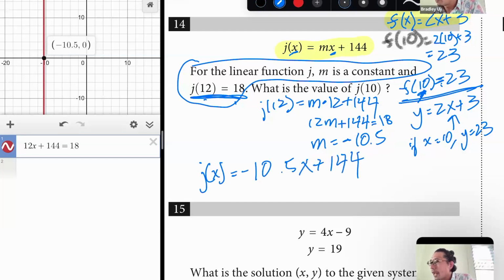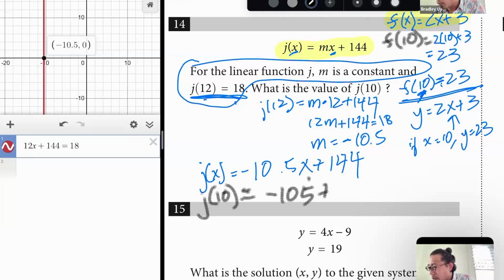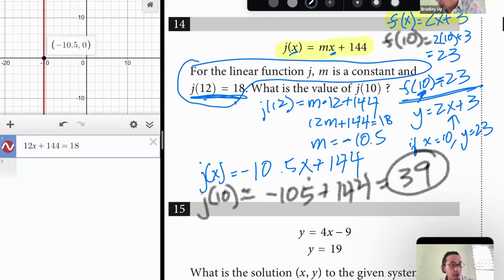Notice now we have the value for m. Now we can plug in and evaluate j of 10. Okay, j of 10. So we're going to plug in a 10 for that x. Negative 10.5 times 10 is negative 105, plus 144. That gives us 39. Okay, which is the right answer on this open-ended question.